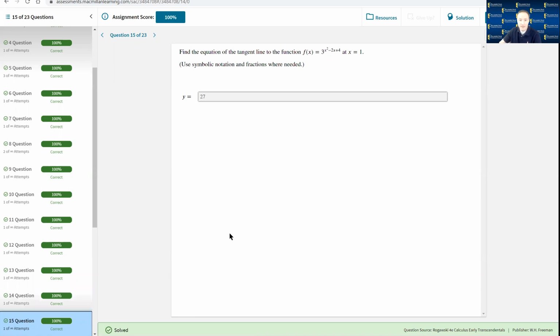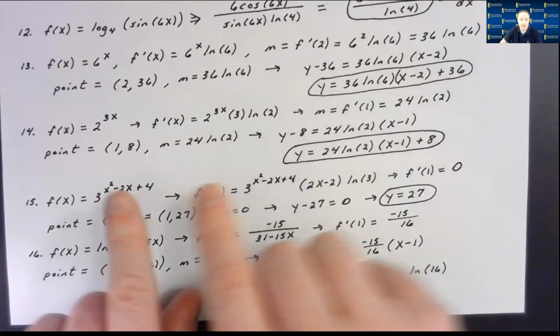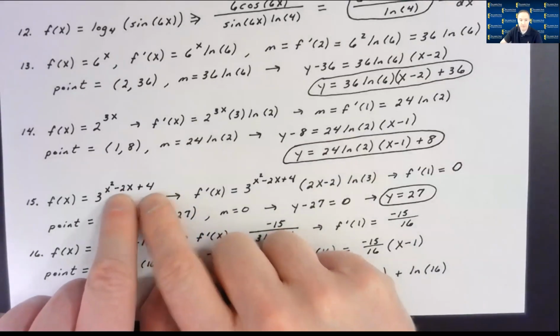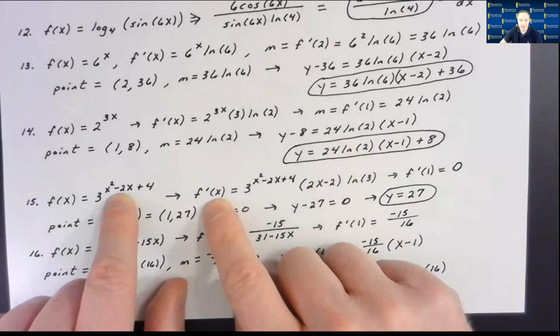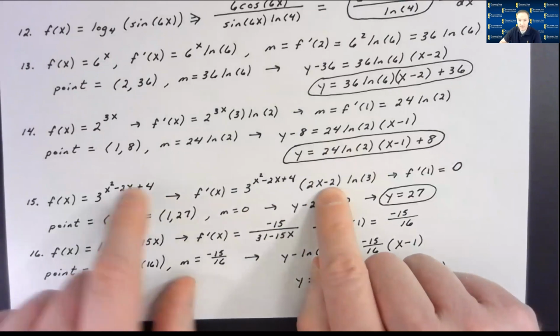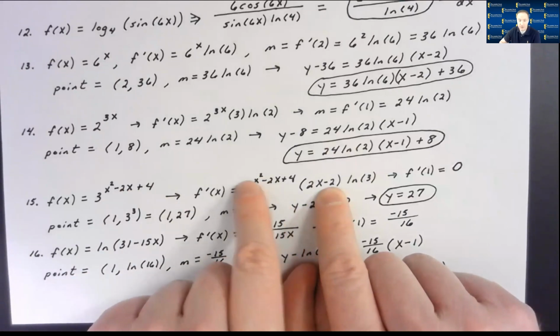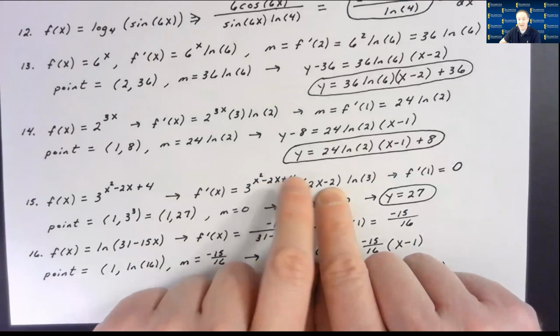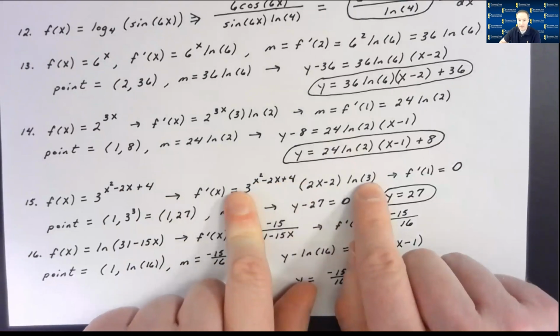In 15, we have a slightly more complicated exponent. That's no big deal. We're asked to find the equation of the tangent line to the curve 3 raised to the x squared minus 2x plus 4 when x is 1. Okay, so looking at that, here's our original function. I can say, well, then my derivative is going to be that exponential function times the derivative of its exponent, which is just power rule, 2x minus 2, times the natural log of the base, natural log of 3.